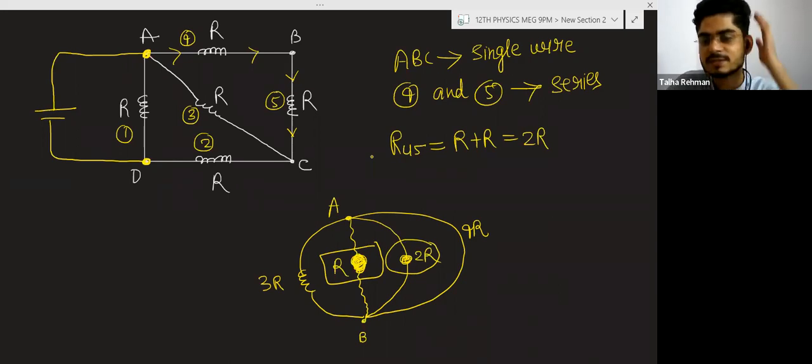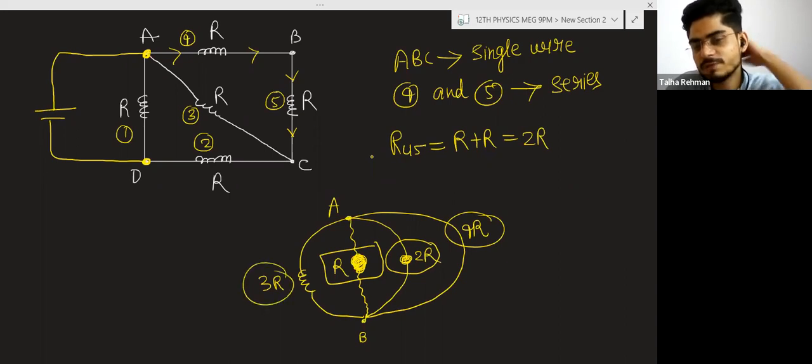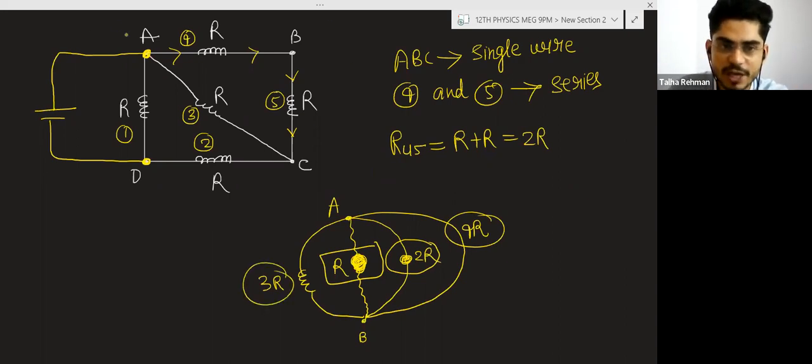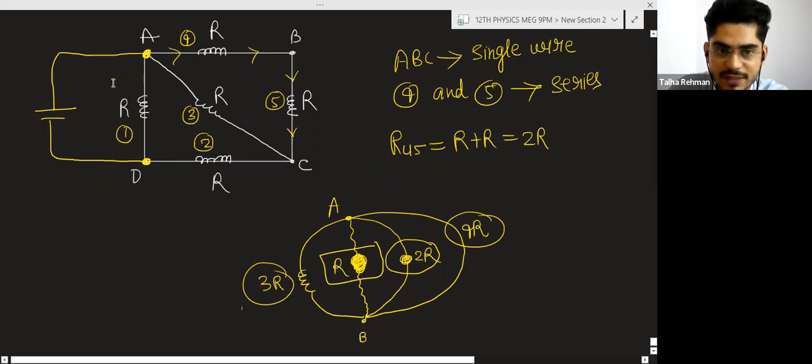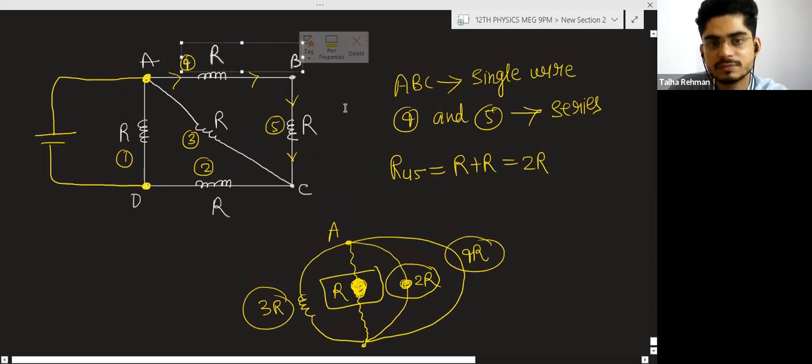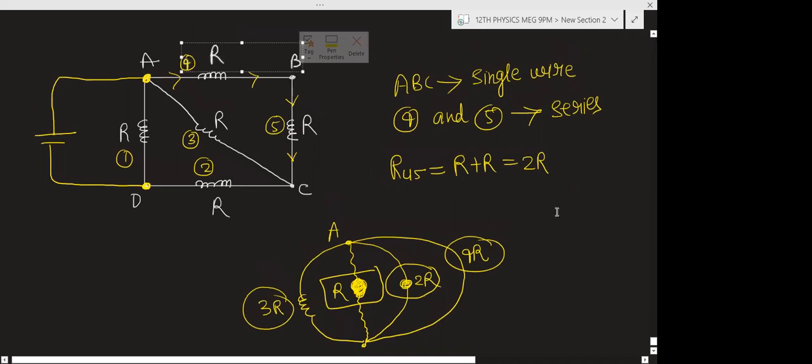This 2R is in between A and B also. This 4R is in between A and B. This 3R is also in between A and B. So in between A and B, there is a resistance R here. In between A and B, there are these resistances also. Getting my points? Yes, sir.